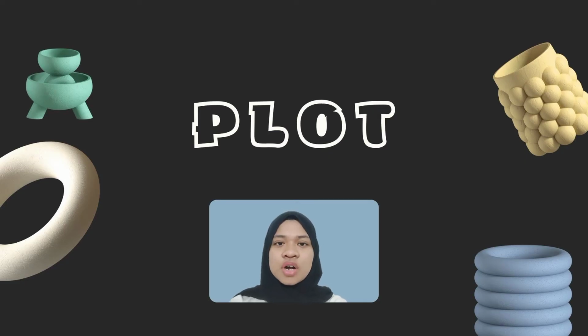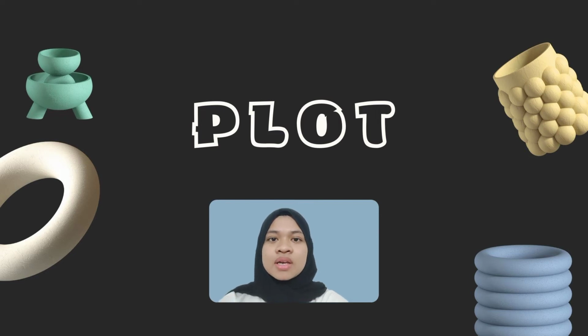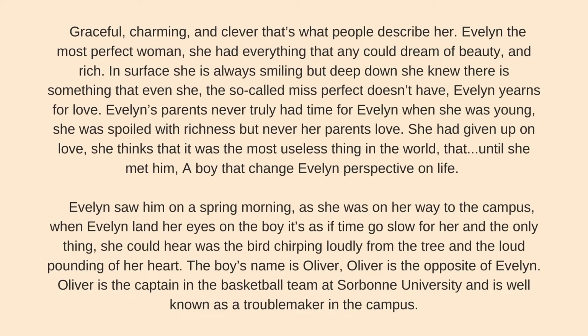Okay, I'm going to talk about the next element, the plot. Graceful, charming, and clever. That's what people describe her. Evelyn, the most perfect woman. She had everything that anyone could dream of, beauty and riches. On the surface, she is always smiling, but deep down, she knew there was something that even she, the so-called Miss Perfect, doesn't have. Evelyn yearns for love.